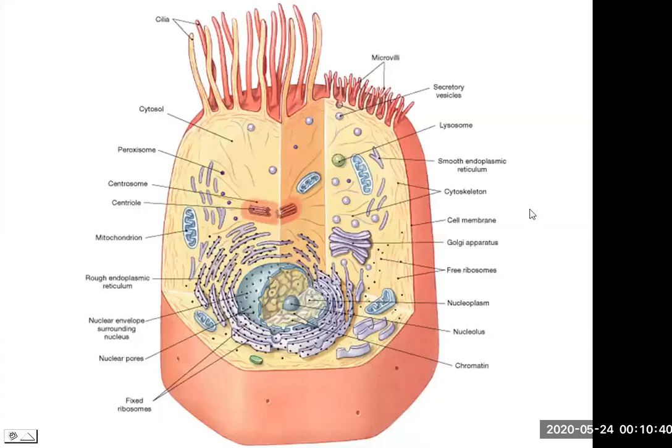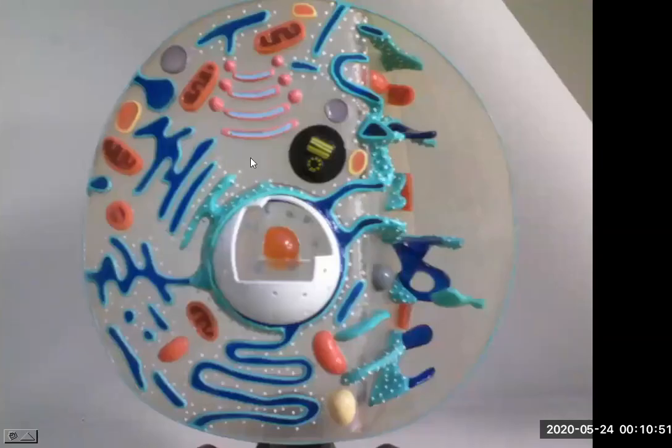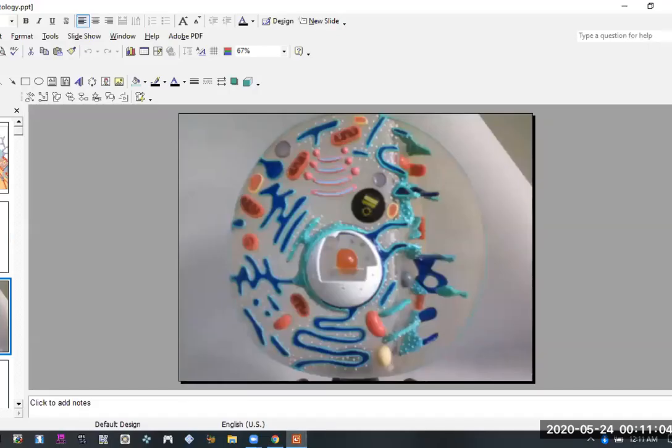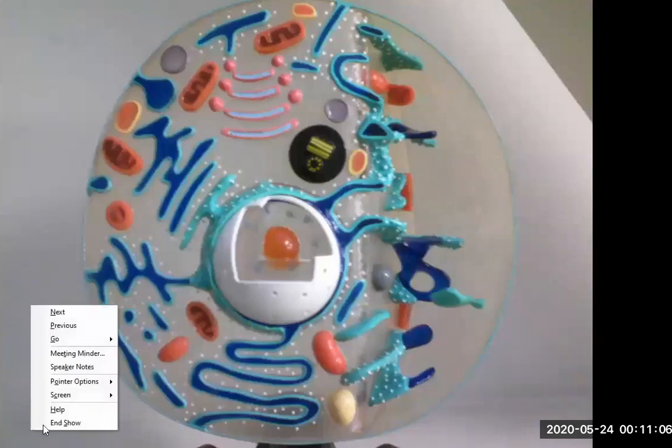In chapter 2, we have this textbook figure, and of course here it is labeled. So I'll let you go ahead and just study this. And here is a photograph of the model that we'll use as well. And keep in mind there already is an answer key for this model, and I'll go through it as well. So the nucleus, the mitochondria, the Golgi apparatus, those first few elements.